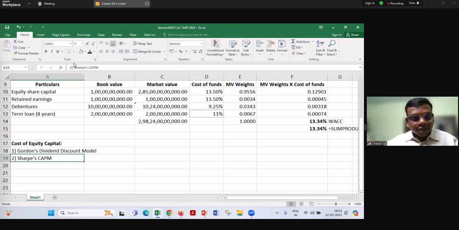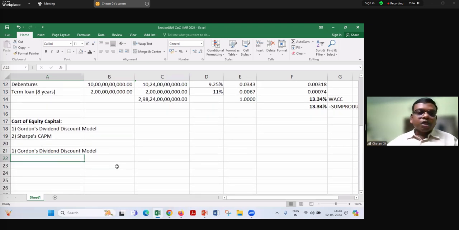So let us discuss the first method, that is Gordon's dividend discount model. You have to understand that Gordon's dividend discount model is only applicable for firms which are predominantly paying dividends. This model will not be applicable for companies which are not paying out dividends. New age companies like Nykaa, Zomato are not paying out any dividends, right? So for those companies, this model is not possible.